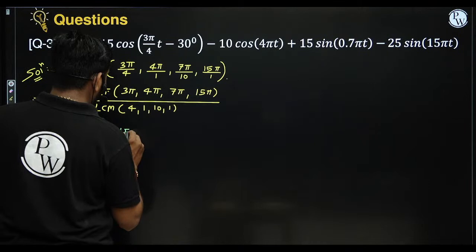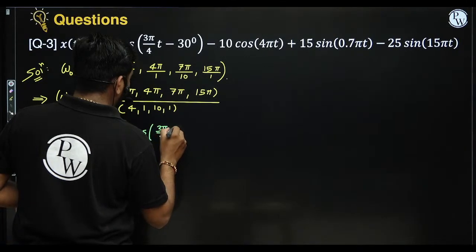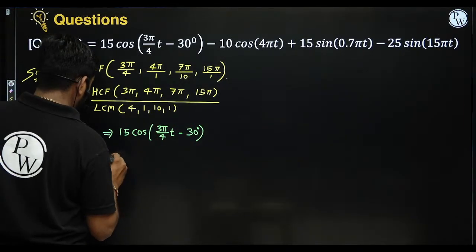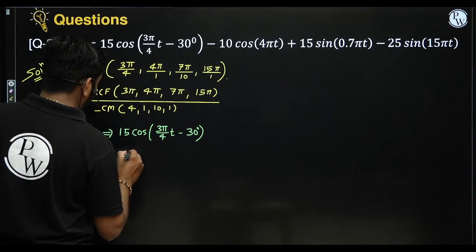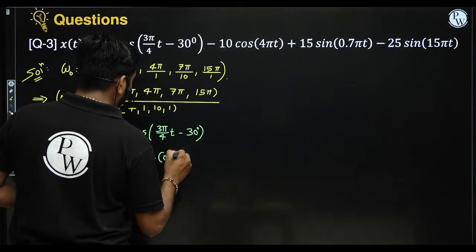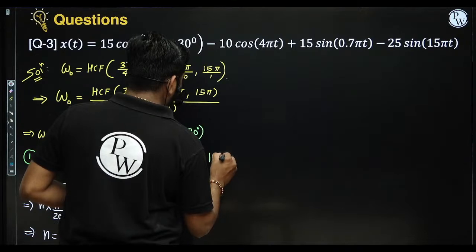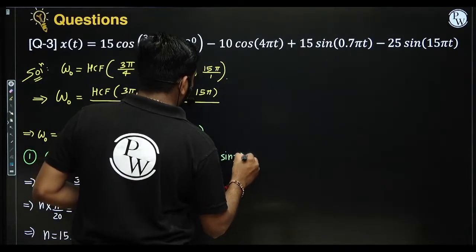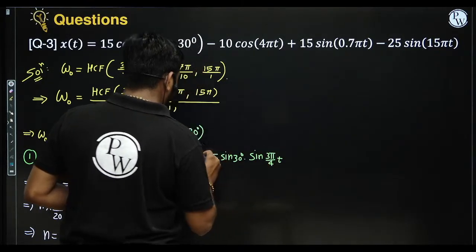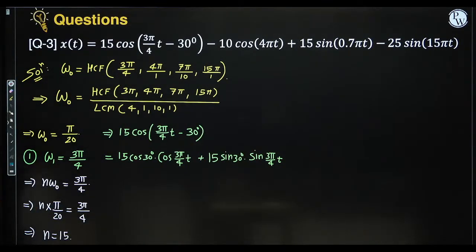So it is 15 cos of 3 pi by 4 t minus 30 degrees, which is equal to 15 cos 30 degrees into cos 3 pi by 4 t, minus 15 sin 30 degrees into sin 3 pi by 4 t. Not minus, plus, guys, here plus, because this is a minus sign, so it should be plus. Are you getting what I am saying, guys? I hope all the students are getting.